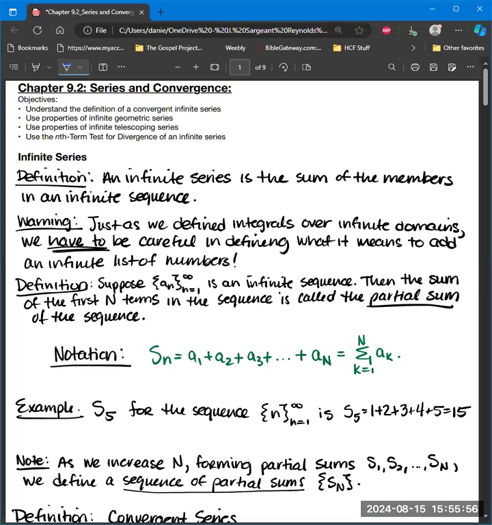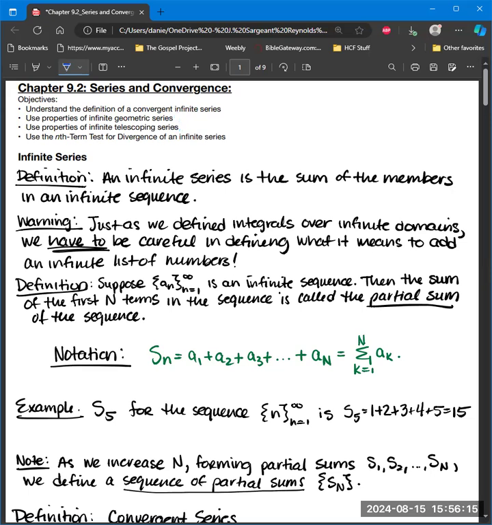So these two are important because if you get them on a test, you're going to see instructions that are going to tell you to tell what the series converges to. That should be a hint that it's one of these two types of series. And then use the nth term test for divergence of an infinite series.